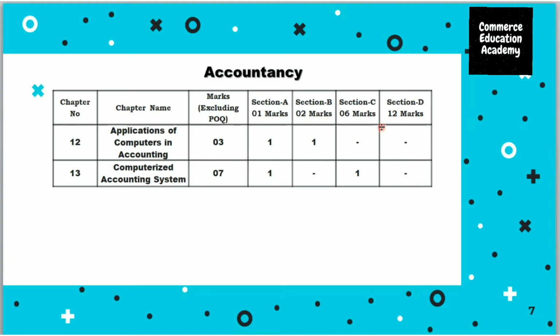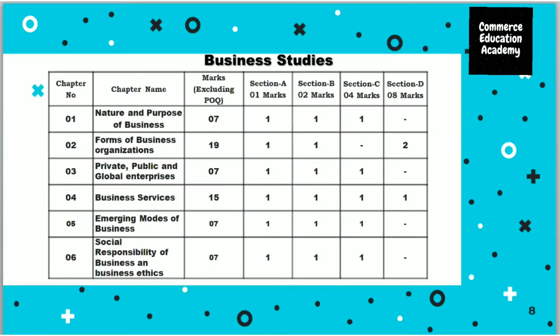So after understanding the accountancy subject, now let's move on to the business studies blueprint. So here, it is the same way. These are the chapter number and chapter name, the total marks weightage of individual chapters, and section A, section B, section C, section D. You have 4 sections, plus 1 practical oriented, and those marks are not included here.